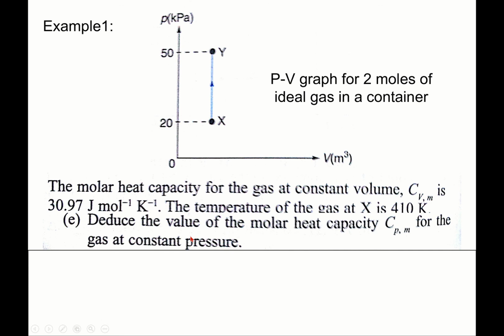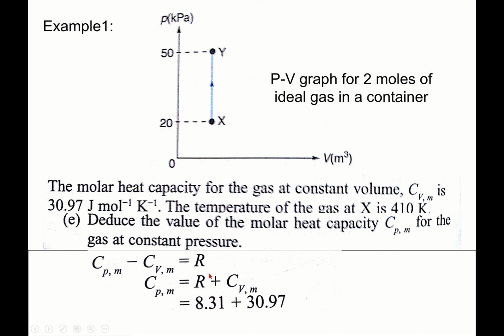Okay, lastly for question E, deduce the value of the molar heat capacity CPM for the gas at constant pressure. So we use the relationship between molar heat capacity at constant pressure and molar heat capacity at constant volume, where CPM minus CVM equals R. So CPM equals R plus CVM. We bring the minus CVM to the right side, and it becomes plus CVM. We substitute R 8.31 plus CVM 30.97 into the equation. So we get 39.28 joule per mole per Kelvin. So this is the CPM value, the molar heat capacity at constant pressure and constant mass.